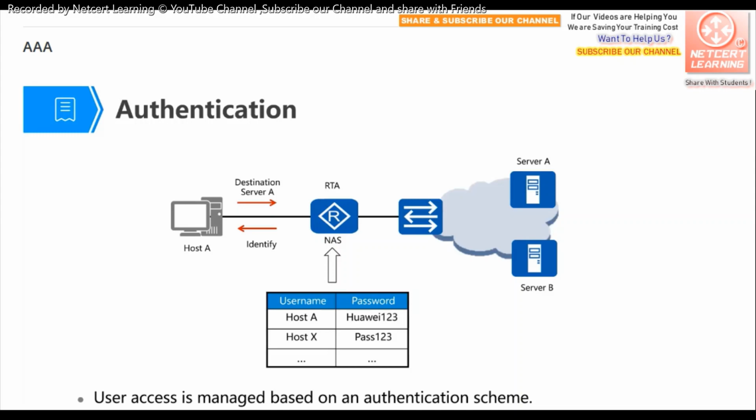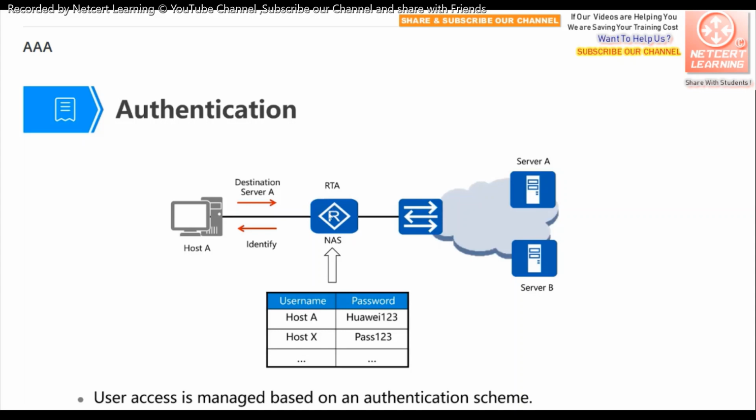First, let's look at the authentication. For the authentication, first we must have a router A. This router A could be the network access server. On router A, we can configure some username and password for this user. So for example, here is host A. If host A wants to go to this network, he must go through this NAS. So he needs to send his username and password to router A.